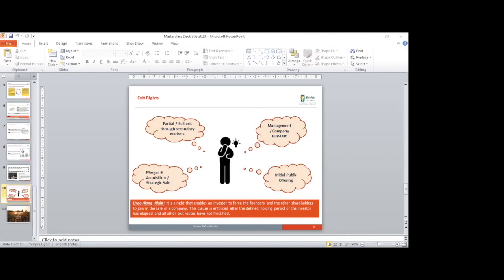So what one could do here is reconstitute the board to make it a neutral board. You have two seats allocated to the two investors, two seats allocated to the founders, and maybe one seat allocated to an independent. So the board is neutral. The two investors represent the investors, the two founders represent the founders, and there's an independent that's mutually nominated to the board by both the founders and the investors. So the board is then neutral. The board composition can be reconstituted to ensure that the board is not tilted in favor of either the investors or the entrepreneurs.